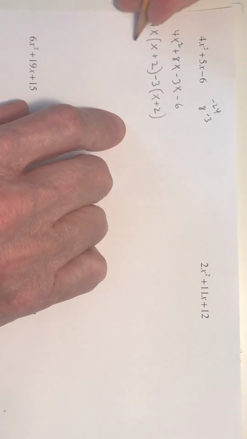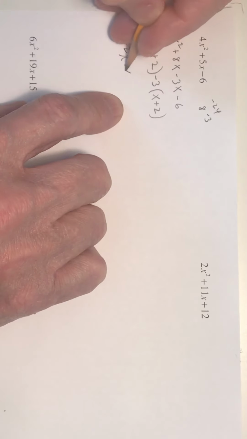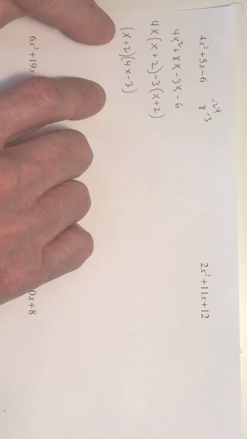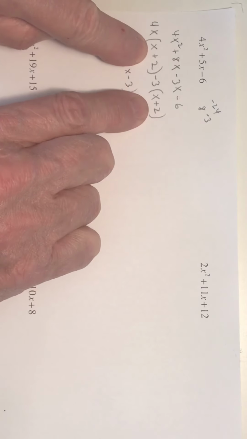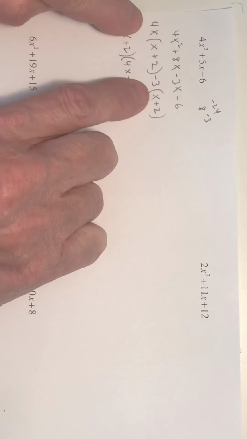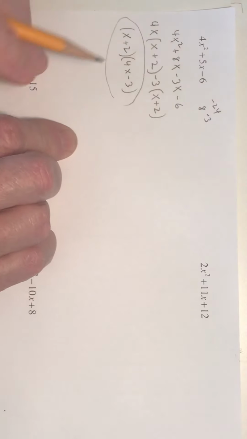And now we just have to write the answer. X plus 2. And notice the signs. Notice all the details. You've got to have the two sets of parentheses. You got a plus sign there because of the plus sign in both of those. And a minus sign here because it's 4x minus 3 on the outside. There's our answer for that.